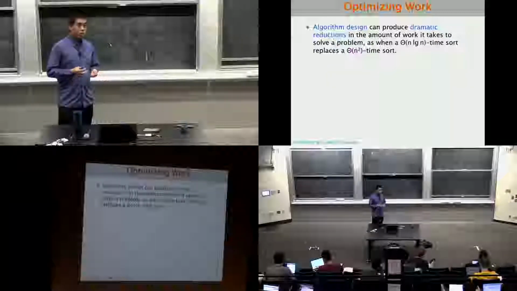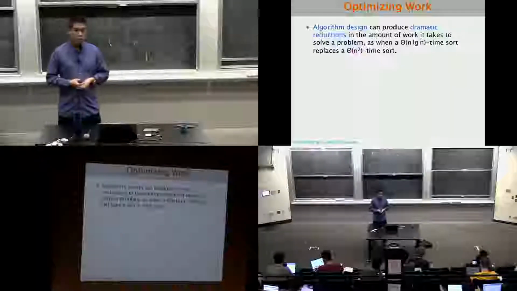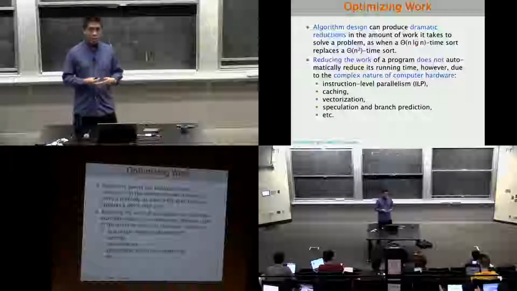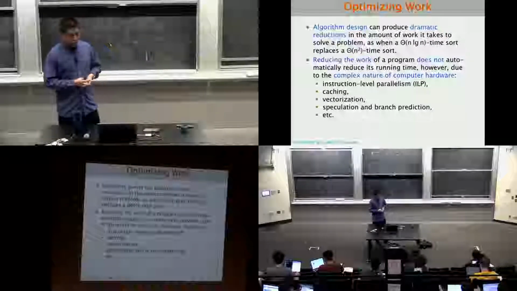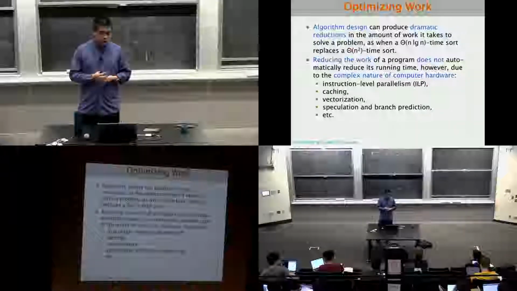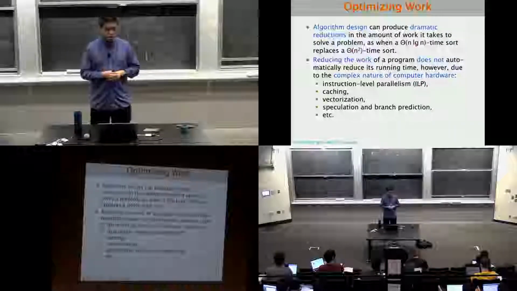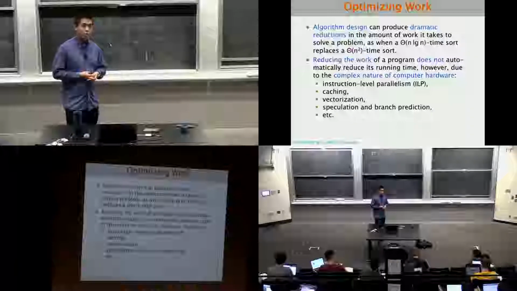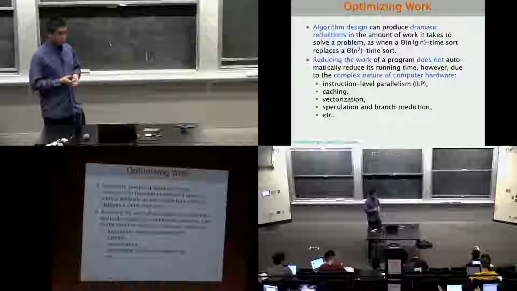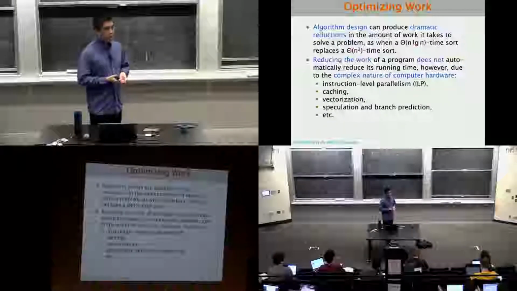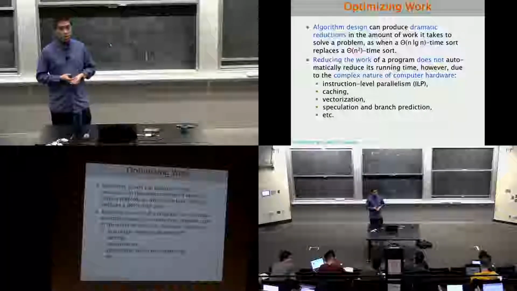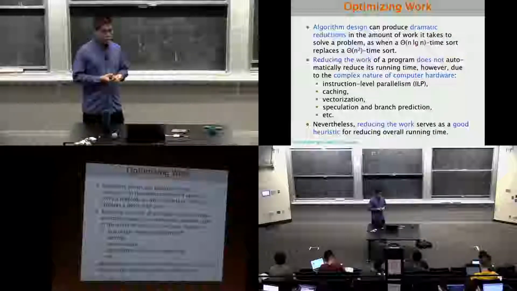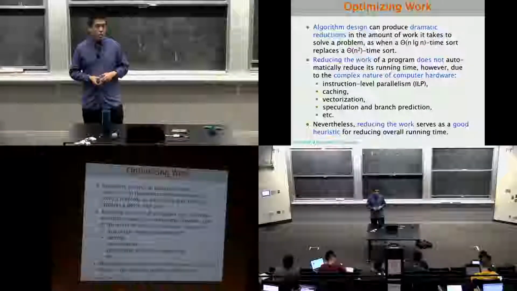You'll see more of this in other courses here at MIT, and we'll also talk a little bit about algorithm design later on in this semester. We will be talking about many other cool tricks for reducing the work of a program. But I do want to point out that reducing the work of a program doesn't automatically translate to a reduction in running time, and this is because of the complex nature of computer hardware. There's a lot of things going on that aren't captured by this definition of work. There's instruction-level parallelism, caching, vectorization, speculation, and branch prediction, and so on. We'll learn about some of these things throughout this semester. But reducing the work of a program does serve as a good heuristic for reducing the overall running time of a program, at least to a first order.